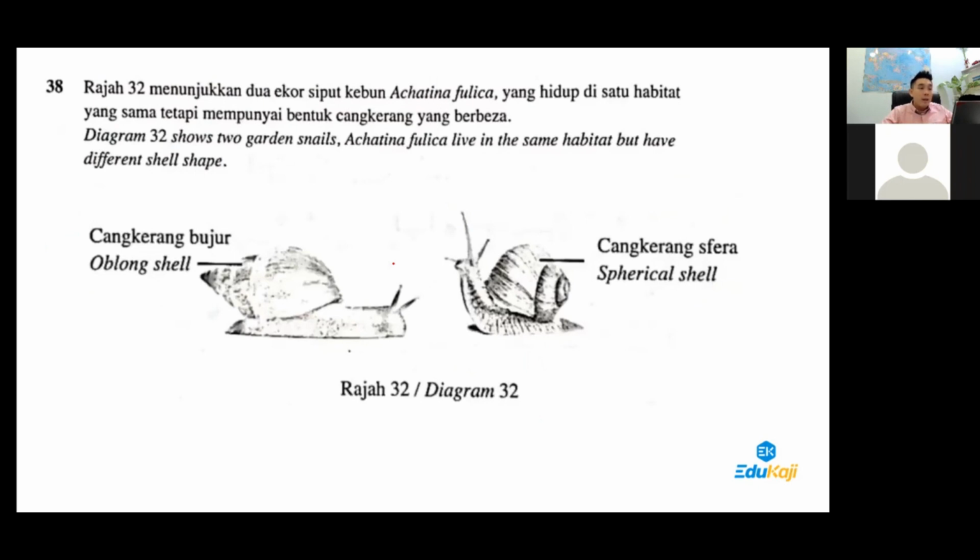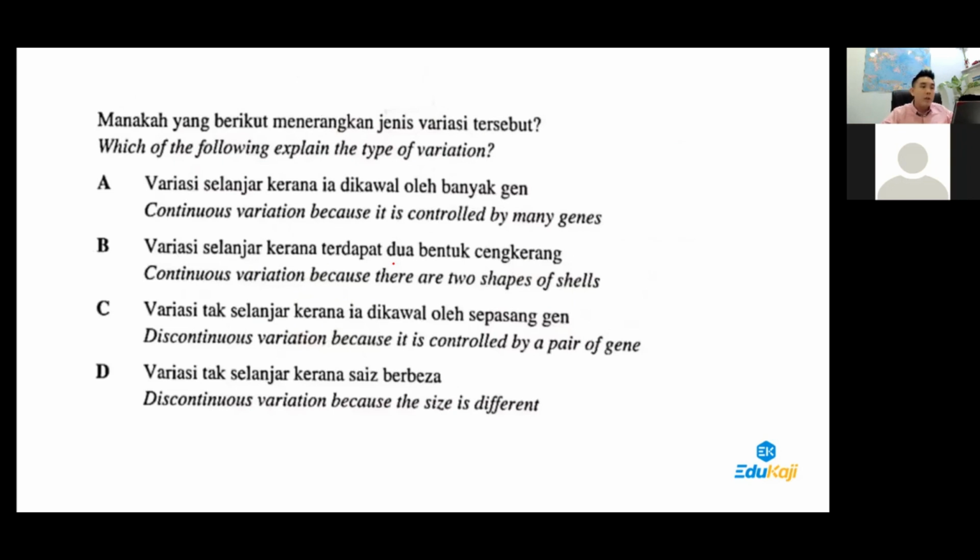Okay, 38, live in different habitats? Sorry, same habitat, different shell structure. Why are they different? Okay, why? Because guys, Form 5 chapter 12, variation. Variation has two types, continuous and discontinuous. Many genes, no, wrong.